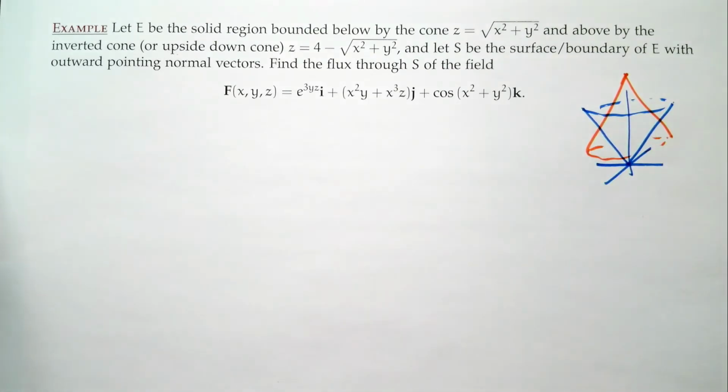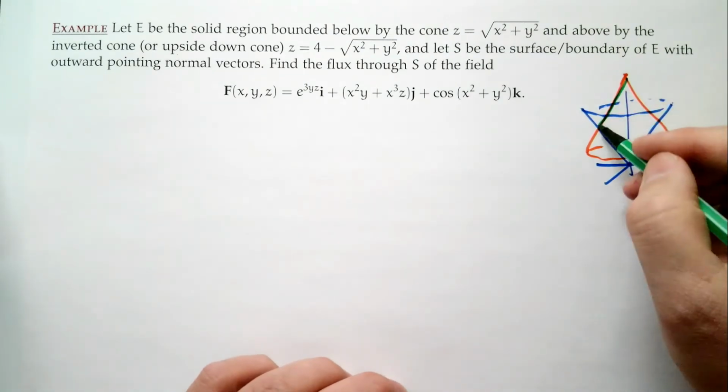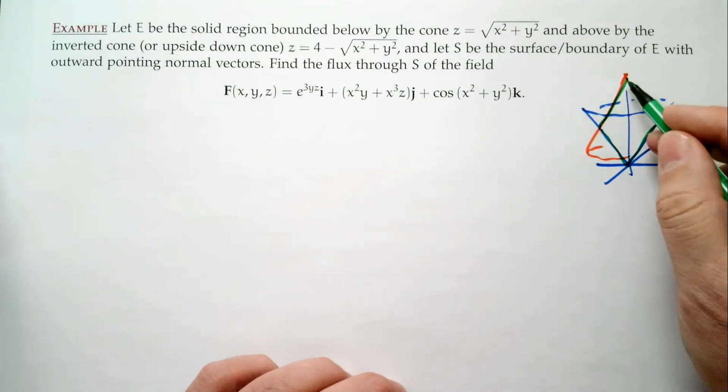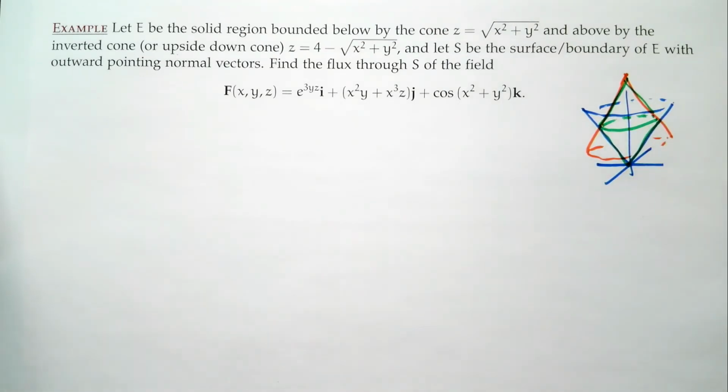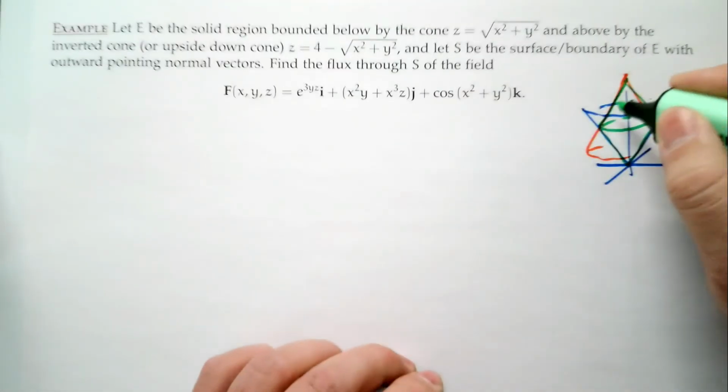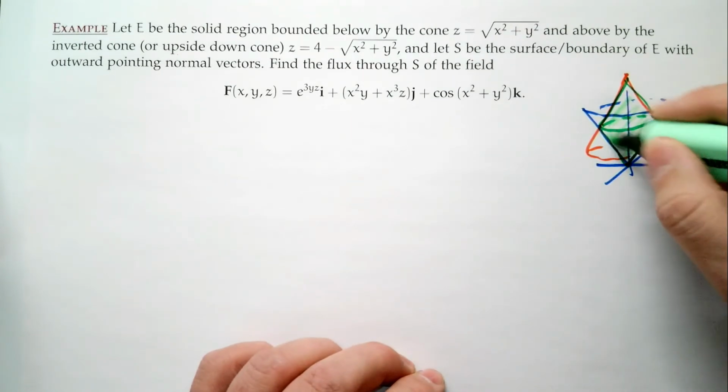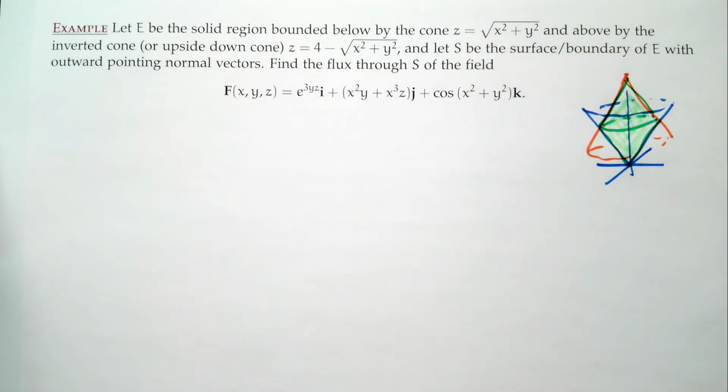And so what our shape turns out to be is this kind of thing right here. Okay, so there's our solid. It's between these two cones. All right? Can you see it? Between those two cones? Okay.